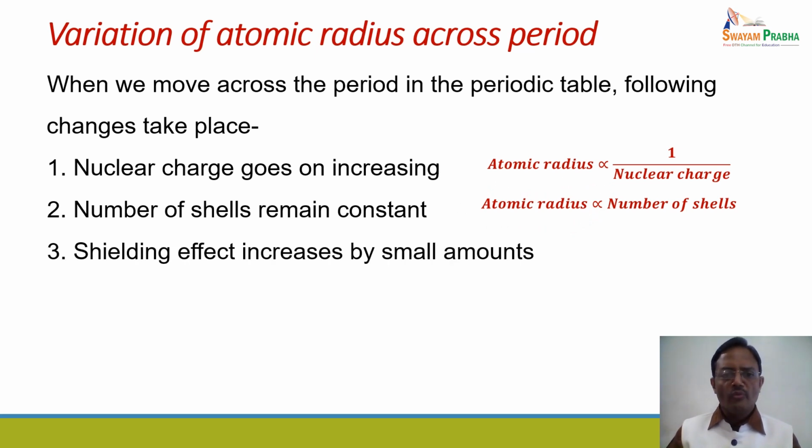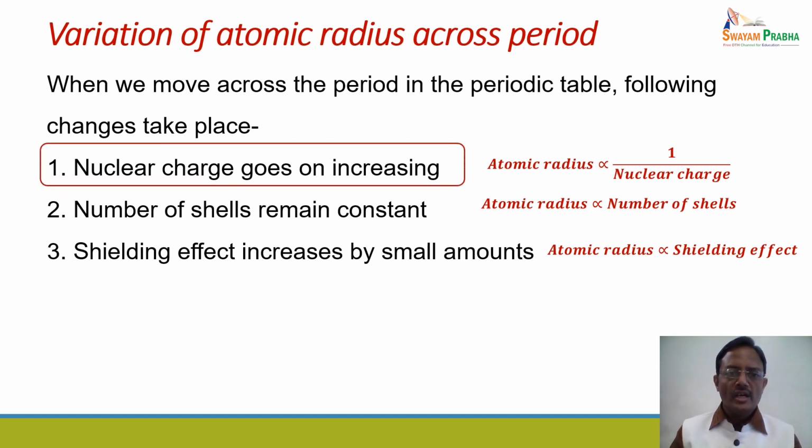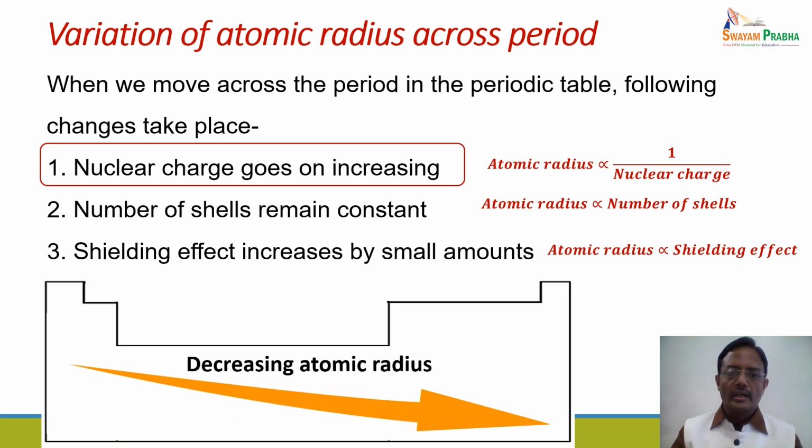Thirdly, shielding effect increases by very small amounts because electrons are added to the same shell, and so the contribution to the effective nuclear charge is not very significant. As a result, atomic radius will show the major impact of only the nuclear charge, which goes on increasing, and hence atomic radius goes on decreasing across any period from left to right.